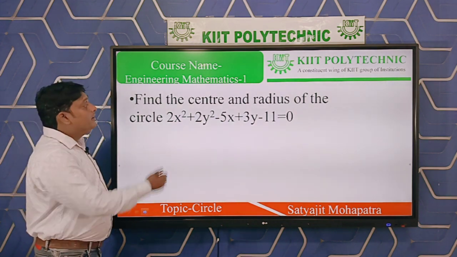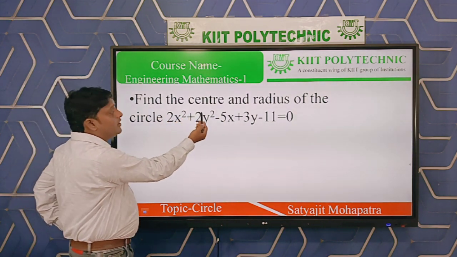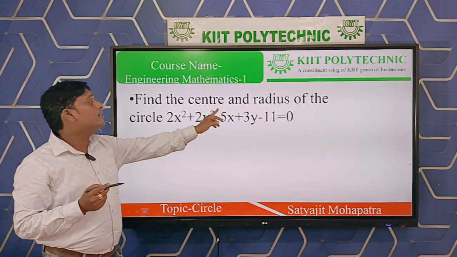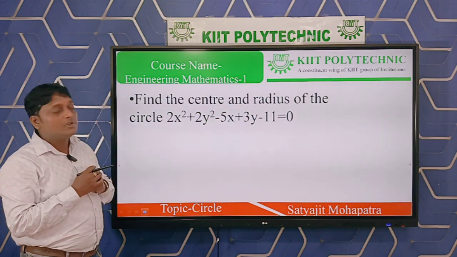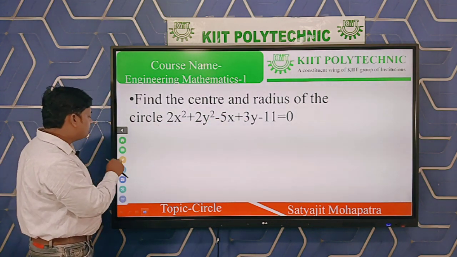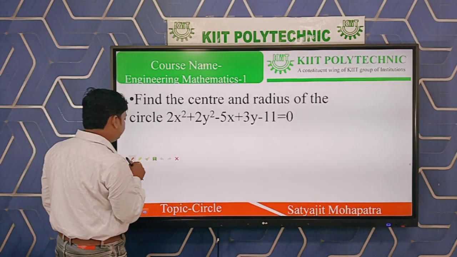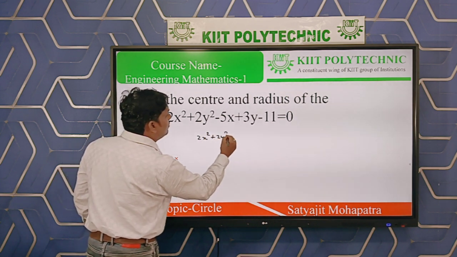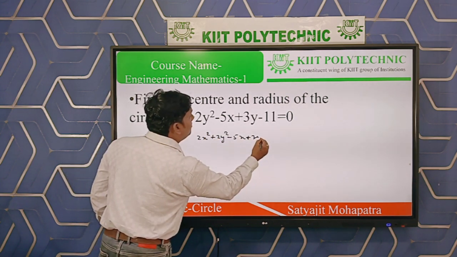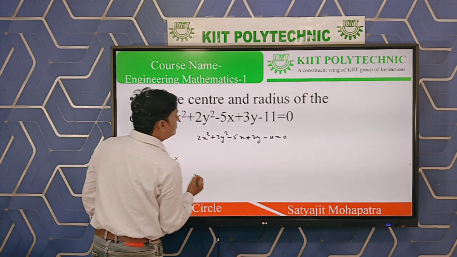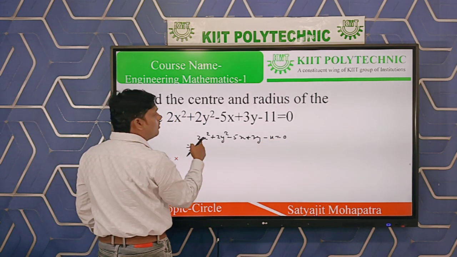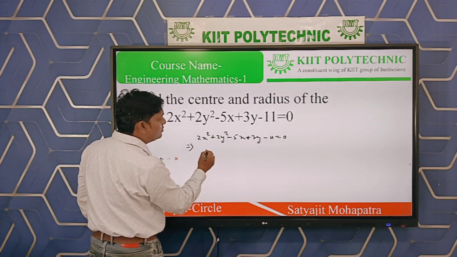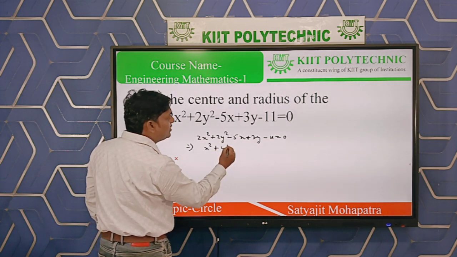All of you see, here you have to find the center and radius of this circle's equation. So what to do? Here the circle equation given is 2x square plus 2y square minus 5x plus 3y minus 11 equals to 0. You have to make first the coefficient of x square and y square 1. So you have to divide by 2. First divide it by 2. Bring the general form.